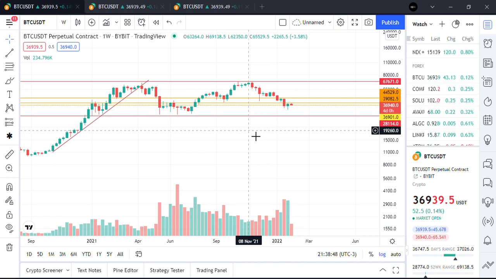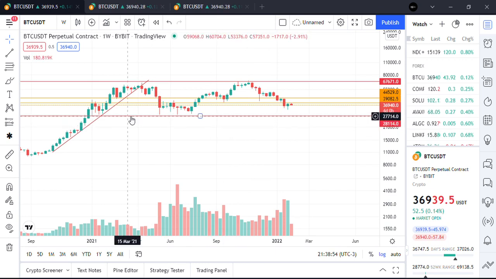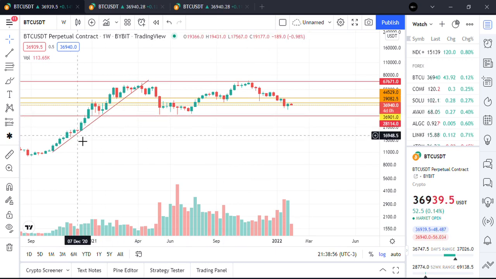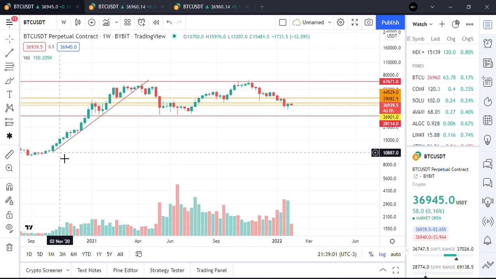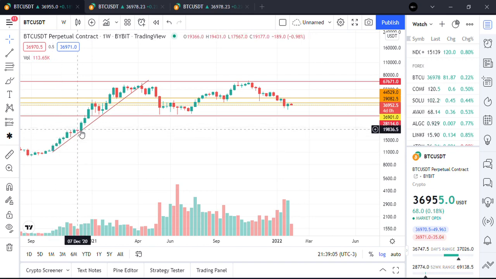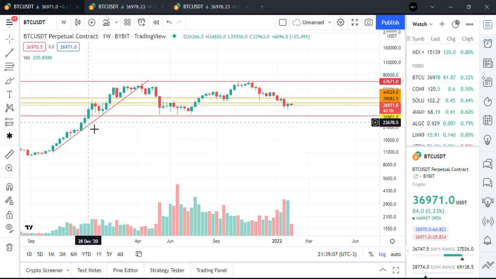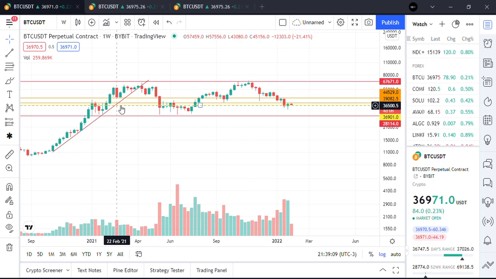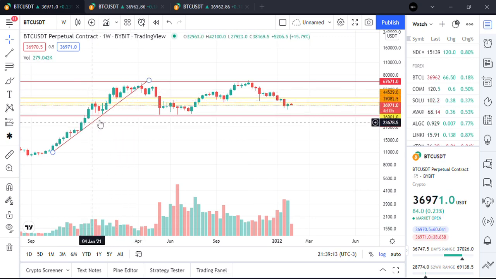So you can draw more trend lines. Trend lines should have more than two candles touching them. So this touched it, this touched again. You should have more touches, and you should draw on the wick. Don't draw across the candle, draw at the wick of the candle.